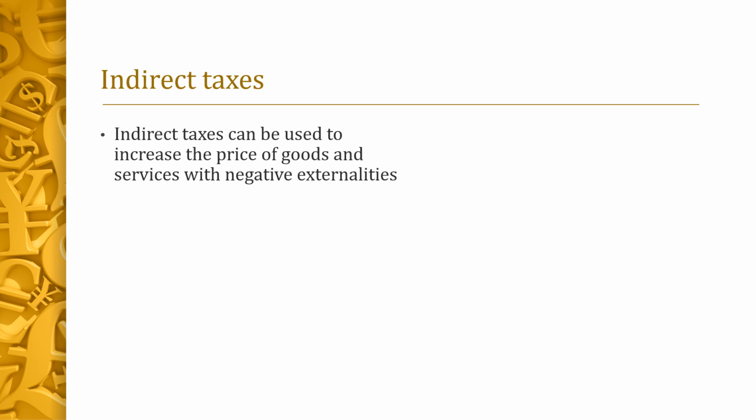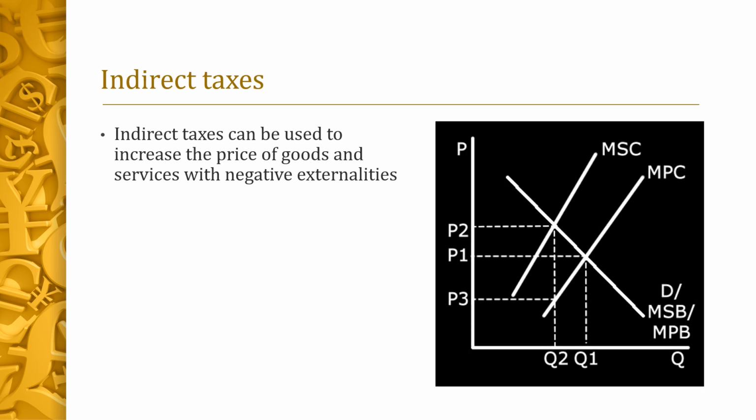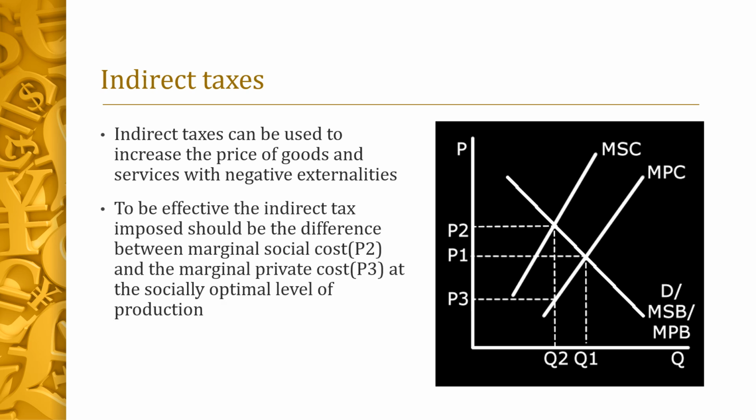Indirect taxes can be used to increase the price of goods and services that have negative externalities. If we take a look at this example here, we can see that the market level of production is found at Q1 P1, whereas the socially optimum level is at Q2 P2. To be effective, an indirect tax should be imposed for the difference between the marginal social cost and the marginal private cost at the socially optimum level of production. So that's the difference between the price at P2 and the price at P3.